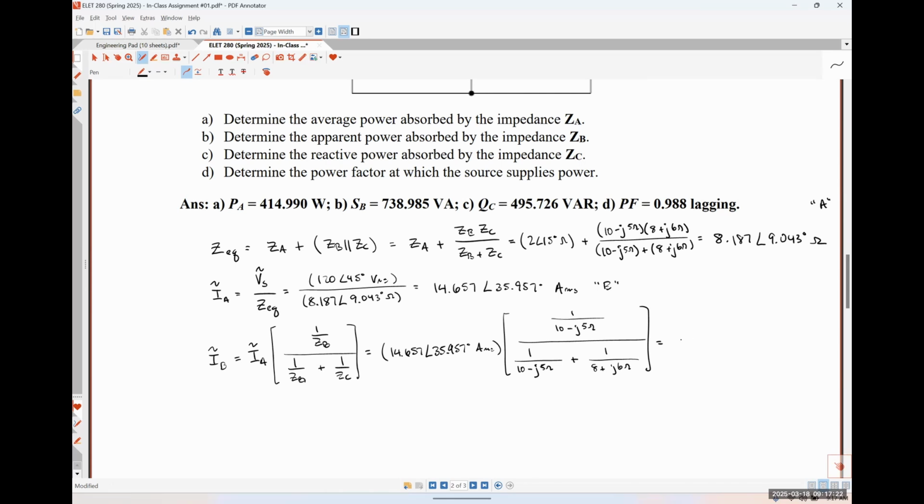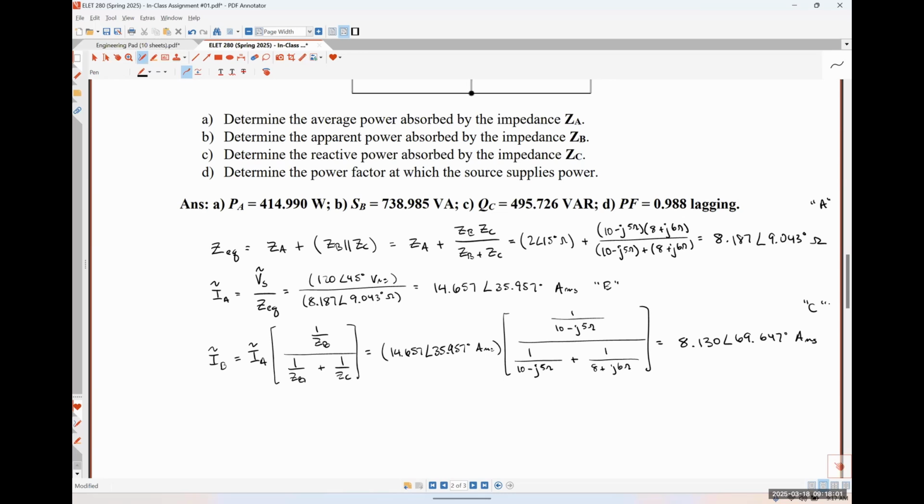And I got 8.12999, so let's call that 8.130 with an angle of 69.647 degrees amps RMS. And I'm going to store this in my calculator as C. So before I move on from here, can anybody confirm that that's correct? Okay, got several people shaking their heads.